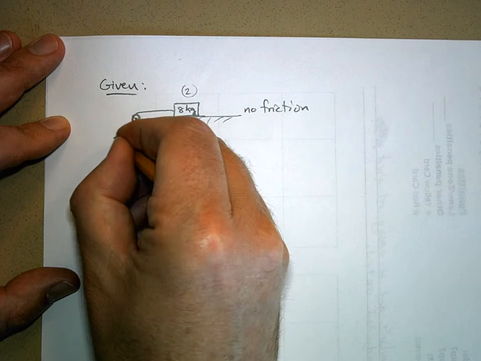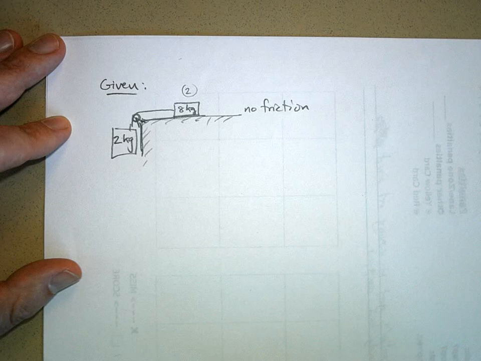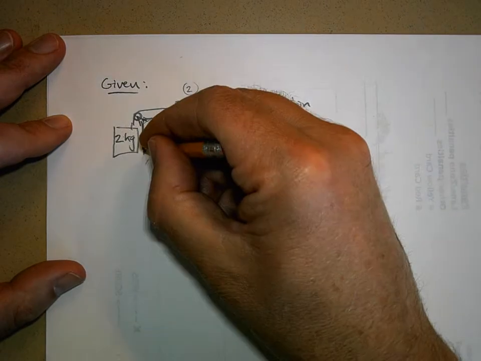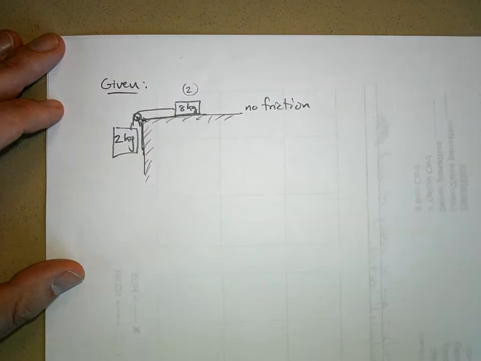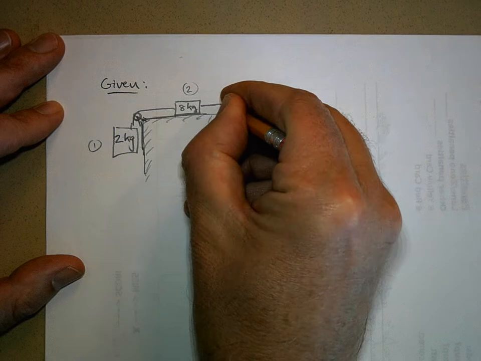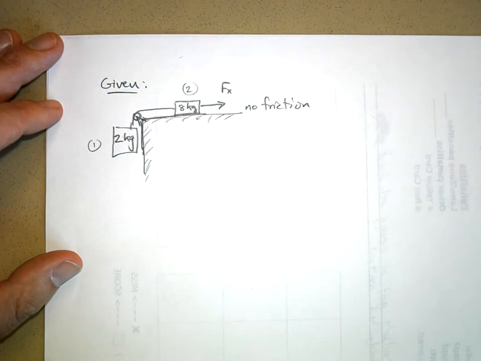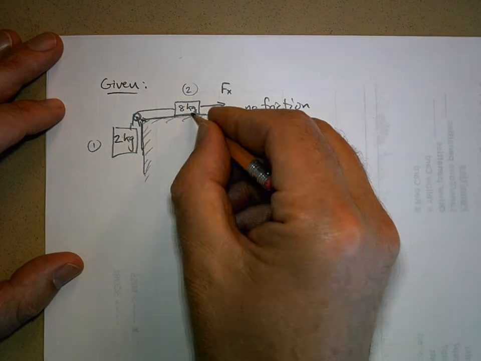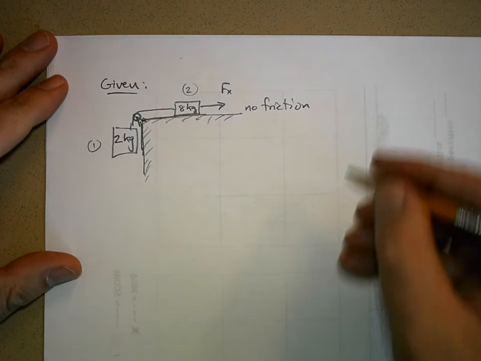And then I've got a 2 kilogram, we'll draw it bigger. Okay, that's a terrible drawing. Doesn't matter, maybe it's all fluffy or something. All right, and so we'll call this object 1. And then we're applying a force, F sub x, to this guy right here. So that's what's given, and here's what we're trying to find.